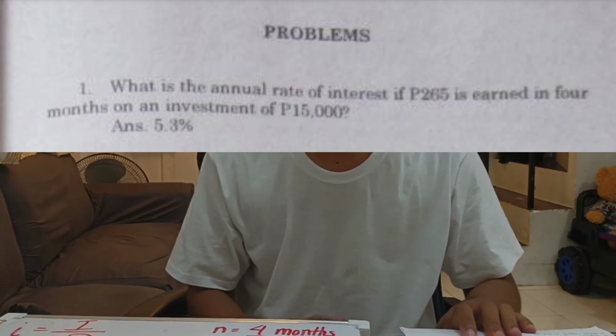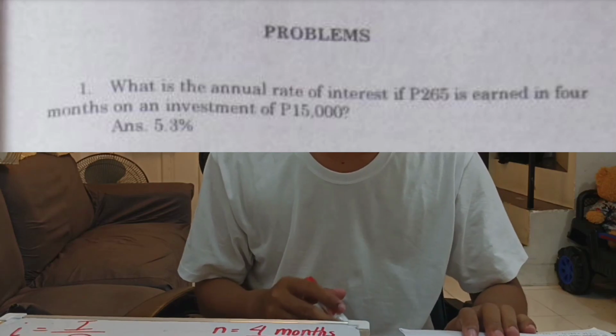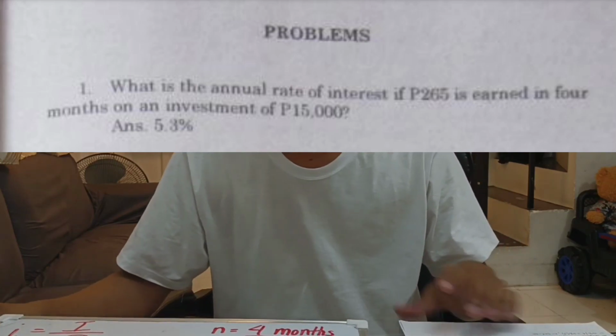I am Michael S. Kuan, and I will be discussing with you the answers to our assignment in Engineering Economics, assignment number one. So let's start. Number one: what is the annual rate of interest if 265 pesos is earned in 4 months on an investment of 15,000 pesos?